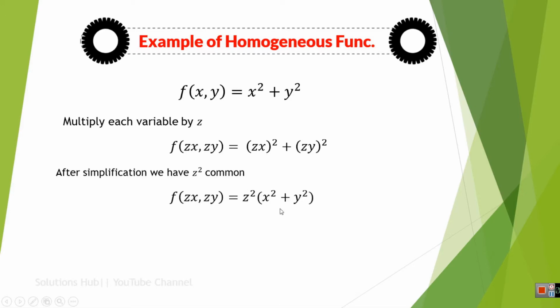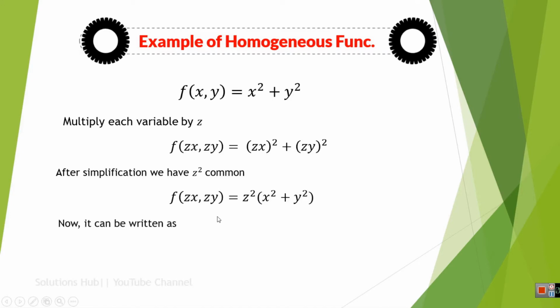And you can see that the terms inside the brackets are x square plus y square, and it is very clear that x square plus y square is our given function. You can see above, in the very first equation, that x square plus y square is equal to f of xy. So you can replace this x square plus y square by f of xy.